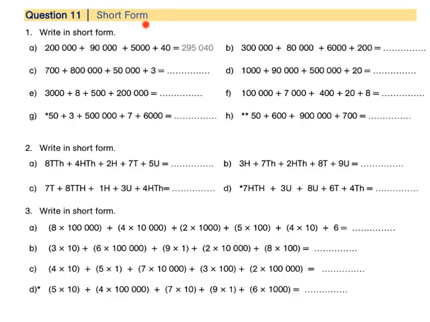Question 11, short form. Number 1, write in short form. For A, we have 200,000 plus 90,000 plus 5,000 plus 40. Now 200,000 is where we start. It is our biggest number, so it goes into our biggest place value column. And a 2 goes into our 100,000s place value column.